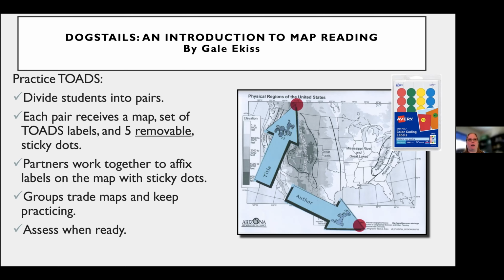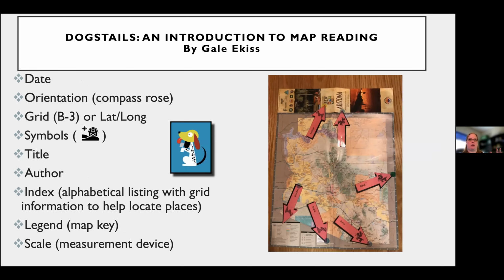So if you use DOGTAILS, which is a little lengthier, here's what it is. You look for the date on the map. You look for the orientation, so that compass rose, where's north, south, east, and west. The grid, symbols, the title of that map, the author or the cartographer, the index, if it has one. Not all maps have an index, but a lot of those highway maps or city maps will have those cool indexes, and that can go back up and talk about grid. You've got the B3, and then you can say, hey, you guys ever play Battleship? You can talk about those grid systems.